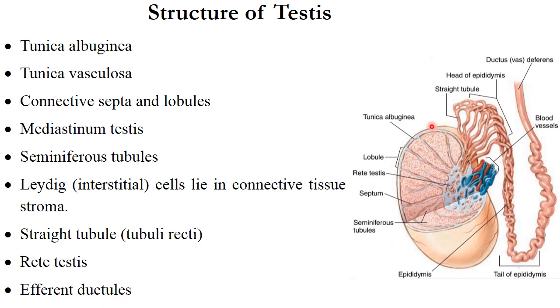Outermost covering is tunica vaginalis. Then there is tunica albuginea. So this is the tunica albuginea which covers the testis. Tunica albuginea is a thick connective tissue capsule. Inside the tunica albuginea we have the tunica vasculosa. So this is the tunica vasculosa. It lies just deep to the tunica albuginea.